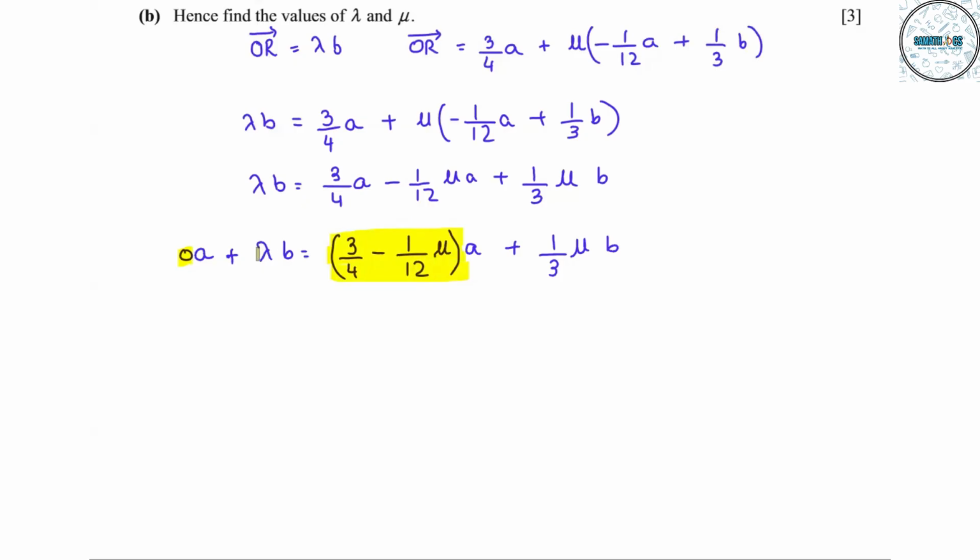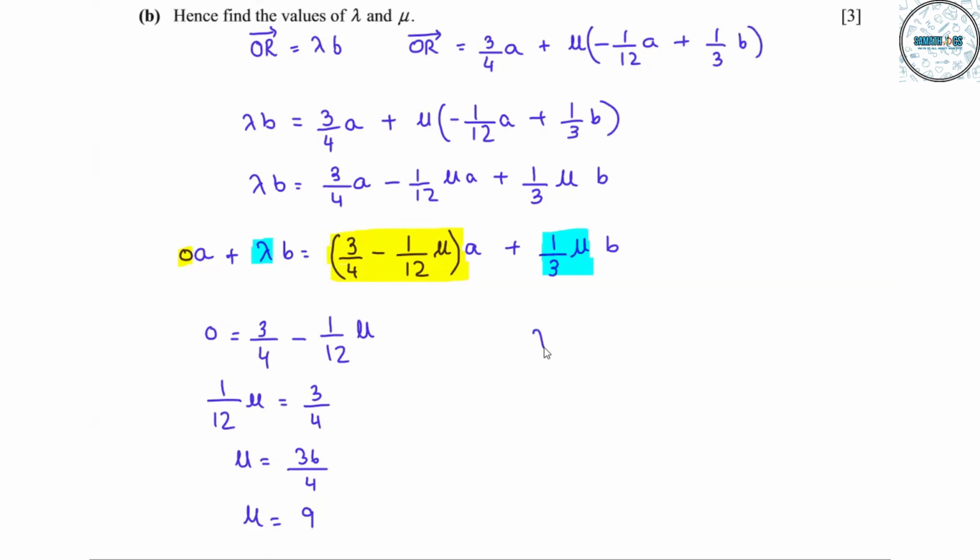And we can equate this lambda to minus 1 upon 3 mu to find out the values of lambda and mu. So 0 is equal to 3 upon 4 minus 1 upon 12 mu. 1 upon 12 mu is equal to 3 upon 4. We'll take this on this side. Mu is equal to 36 upon 4. So mu is equal to 9.